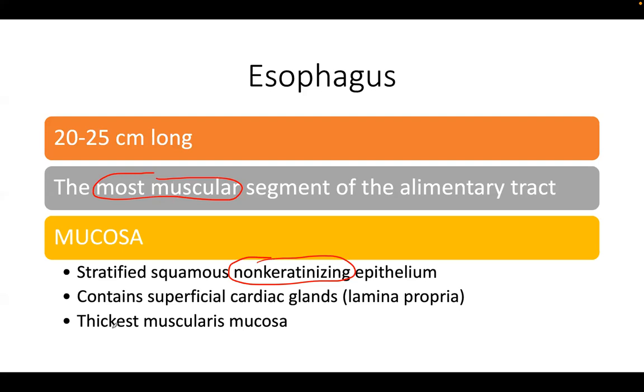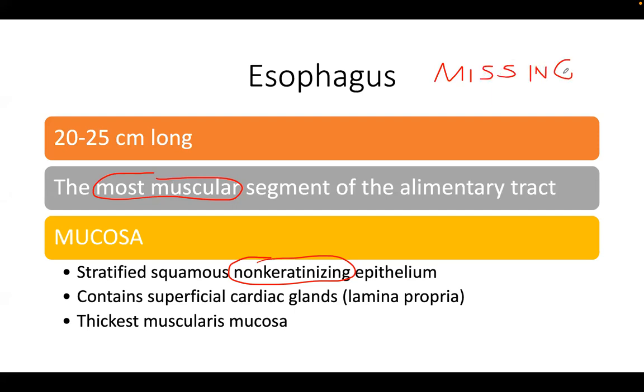Now, the esophagus has the thickest muscularis mucosae in the alimentary tract. Now, can someone tell me what histologic layer is missing in the esophagus? What layer is missing in the esophagus? Okay, the layer that is missing is the serosa.